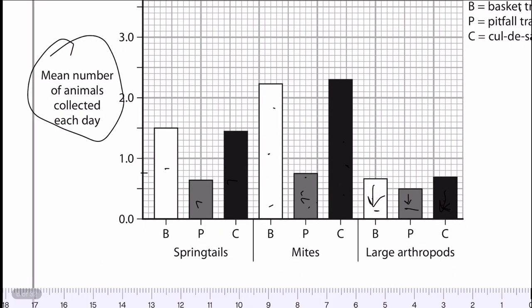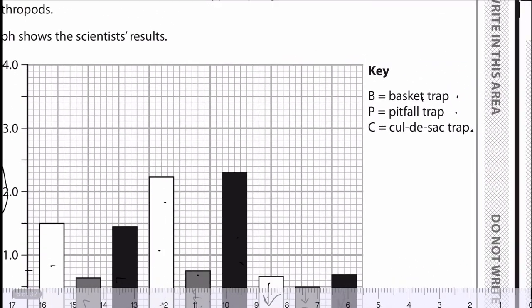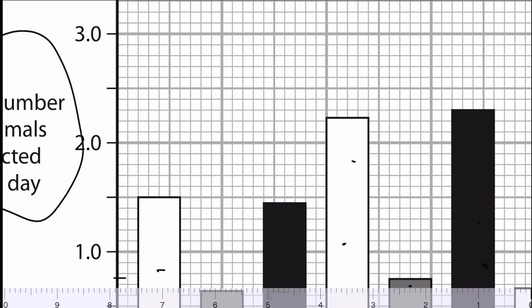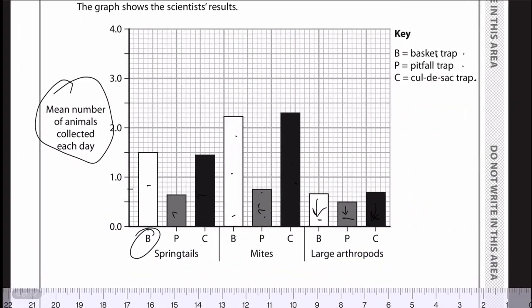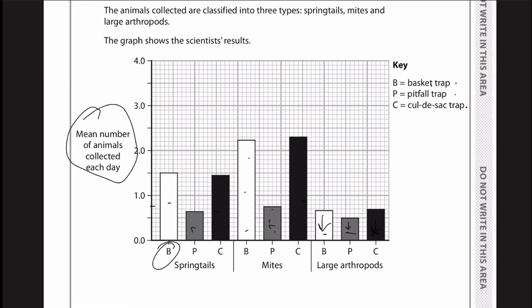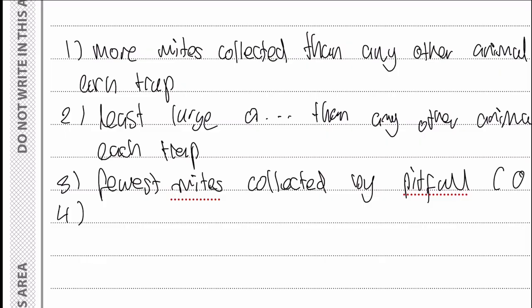Okay, so we've talked about mites. Let's look at something we haven't looked at so far, which is the springtails. If you look at the springtails, what can we see here? Well, we can see that the most springtails are being caught by the basket trap, this one right here, at 1.5 mean number of animals collected each day. So we can use the figure there pretty easily, and we can also mention that the most springtails are caught by basket trap.